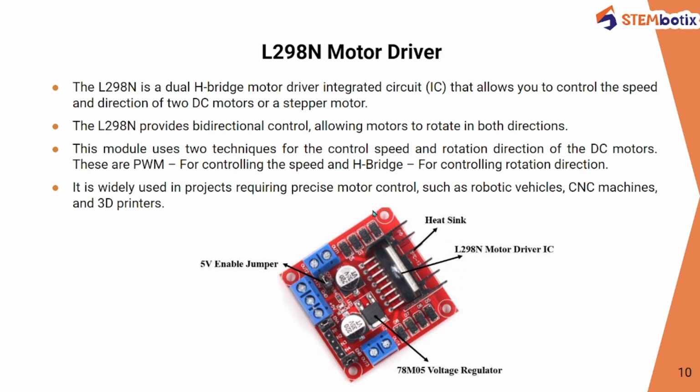Here you can see its module, and this particular is the 5-volt enable jumper. This is there for heat sink purpose. This is the L298 motor driver IC, which you can consider as the brain of this motor driver. And after that, there is a voltage regulator, specifically the 78M05, to regulate the voltage of this particular device.